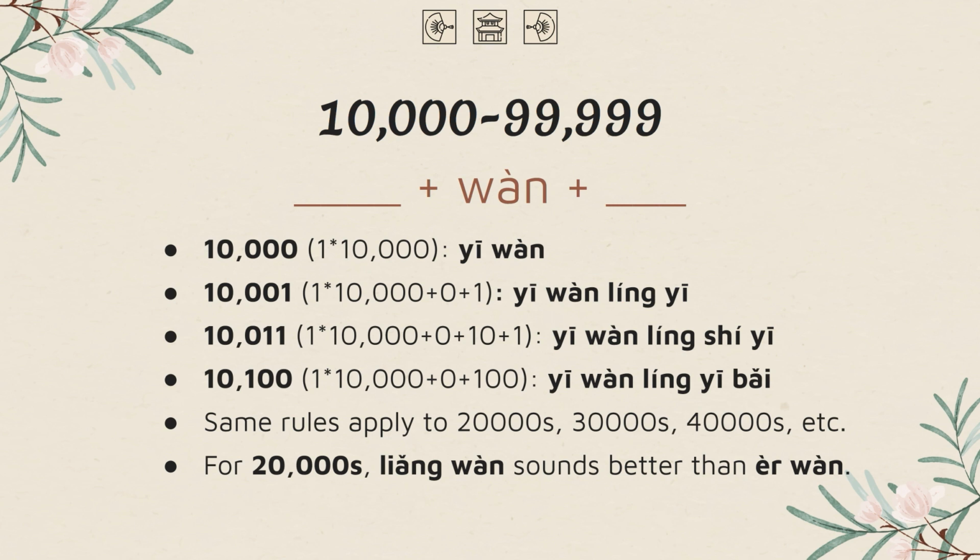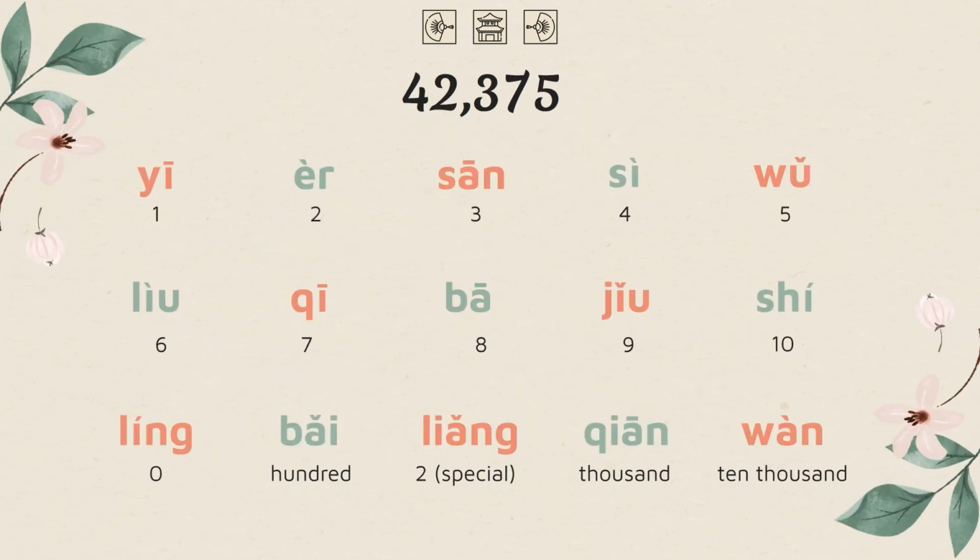"Liang wan" is 20,000. It sounds more natural. Okay, let's practice. How would we say 42,375? So again, remember, we have a word for 10,000. So it should be 42,375. Did you get that right? Four wan for 40,000, 2,000 for 2,000, 300, and 75.